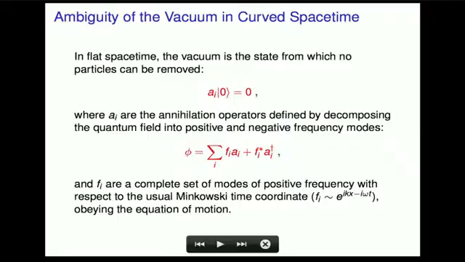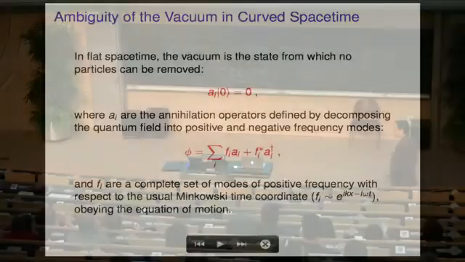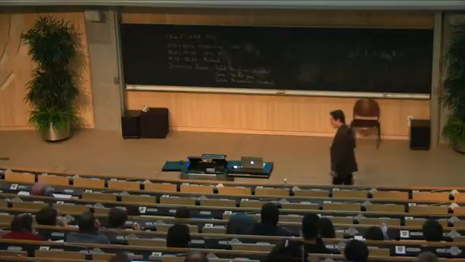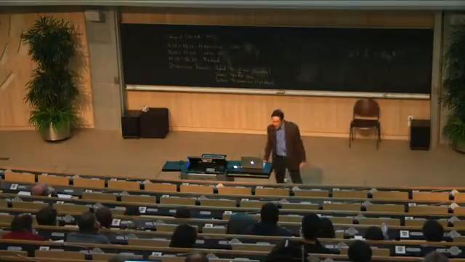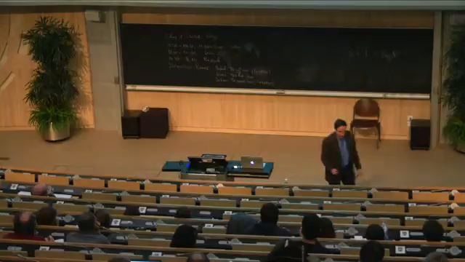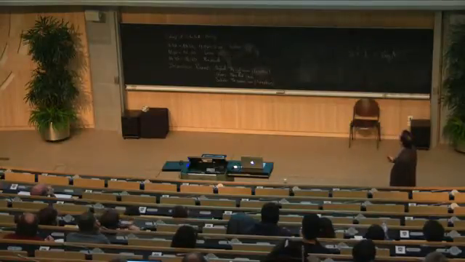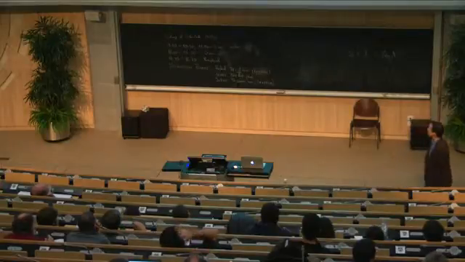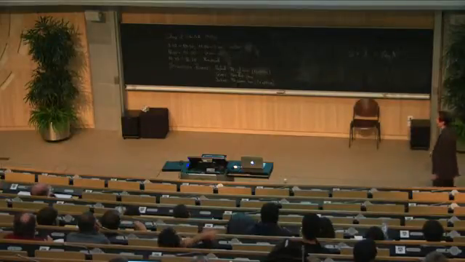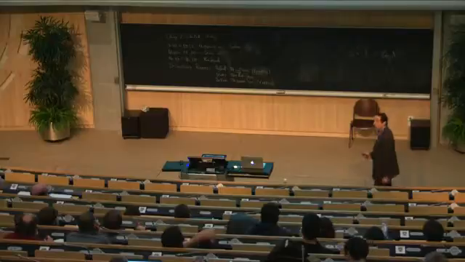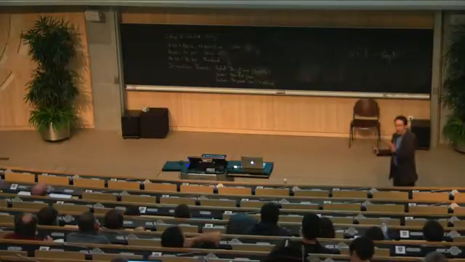First of all, it's worth noting that in flat space-time and Minkowski space, there are basically two ways of defining the vacuum. In a quantum field theory textbook, you might find it defined like this. It's the state from which no particles can be removed, so it's annihilated by all the annihilation operators to 0. It's, of course, also the state of lowest energy.